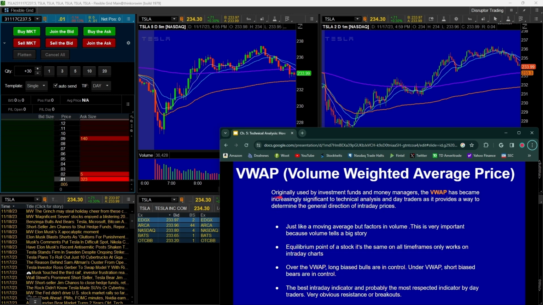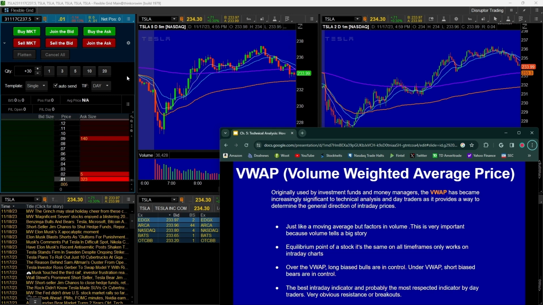Now, the VWAP was originally used by investment funds and money managers. The VWAP has become increasingly significant to technical analysis and day traders as it provides a way to determine the general direction of intraday prices. So whenever we see a stock trading over the VWAP, then the bulls are in control. If it's trading under the VWAP, then the bears are in control. And the VWAP is the best intraday indicator and probably the most respected indicator by day traders. It shows very obvious signs of resistance and support.